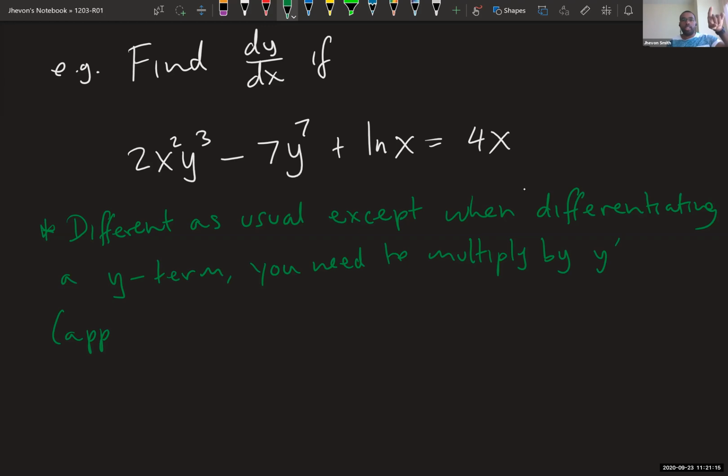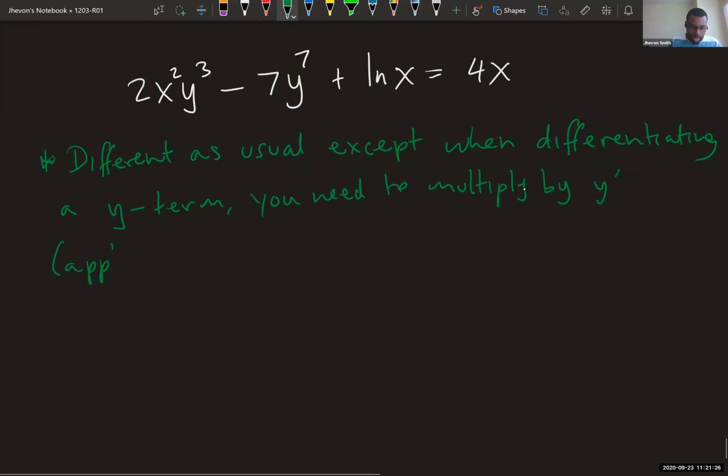So once you differentiate the y, like differentiate the outer function, like you go from y cubed to 3y squared, you have to remember that that y is actually an inside function. So you have to multiply by the derivative of the inside, you have to multiply by y prime. So you apply the chain rule. But mechanically what it means is just when you differentiate the y term, multiply by y prime, right?